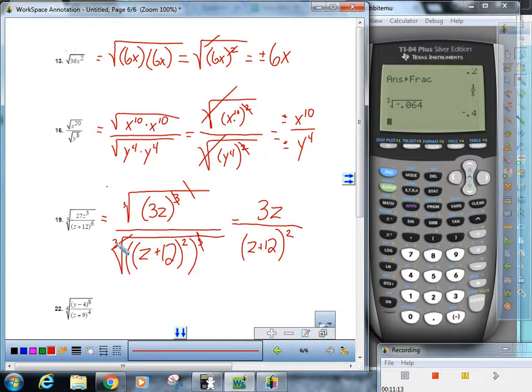Would I FOIL the bottom? I personally would not FOIL the bottom because I think this looks pretty simple. And if you FOIL the bottom, you're going to get 3z over z squared plus 24z plus 144. And I think this one is easier to understand than that one. So I don't want you to FOIL the bottom. Okay? But it's a great question. And if you did, and you did it correctly, it would not be wrong. Okay?